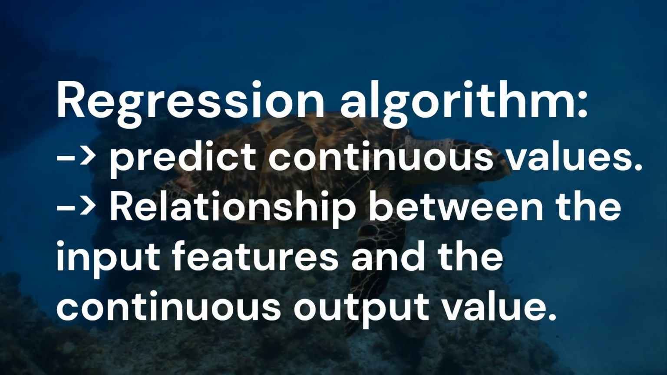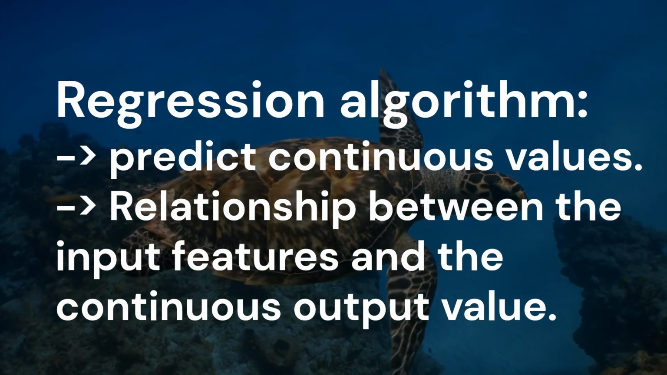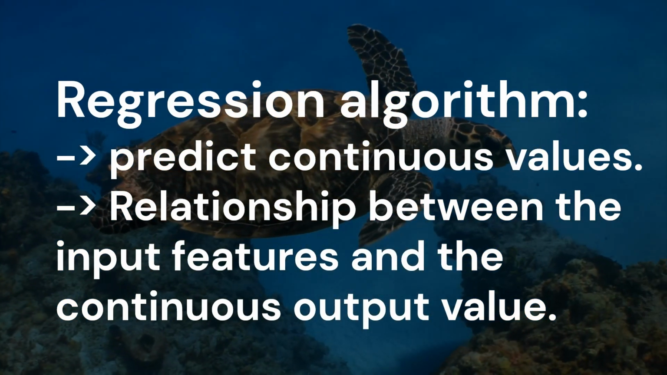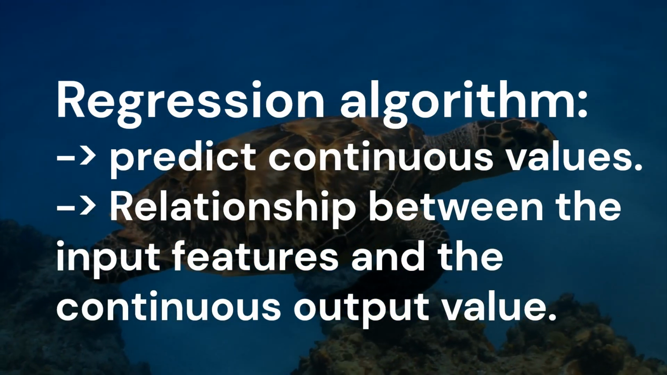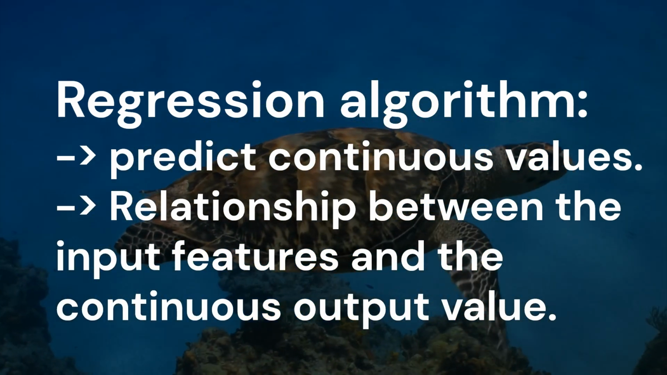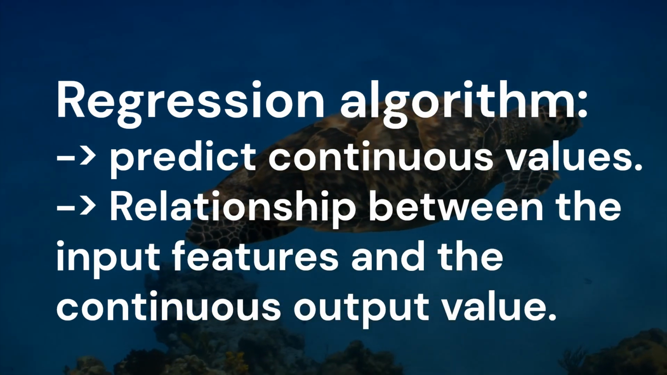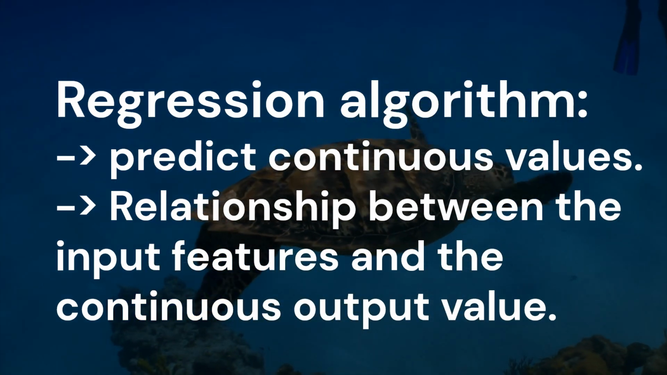For example, if you want to predict the price of a house based on its features like size, location, and number of bedrooms, you would use a regression algorithm. The goal here is to find the relationship between the input features and the continuous output value.